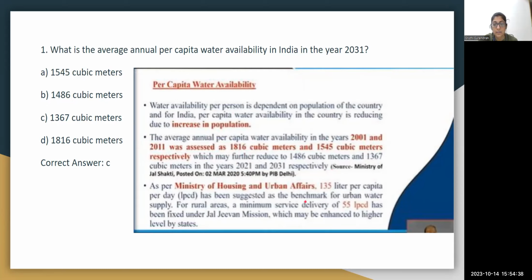Then the Ministry of Housing and Urban Affairs has suggested that 135 liters per capita per day should be the demand for urban areas. So whenever we are calculating the distribution networks and all, we will be considering 135 liters per head per day. And when it comes to rural areas, 55 liters per capita per day is fixed by the Jal Jeevan Mission under the Ministry of Jal Shakti. So this is one part which you might need to focus on in week one's portions.